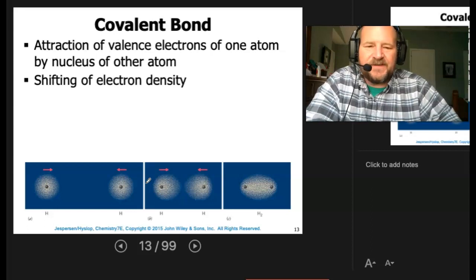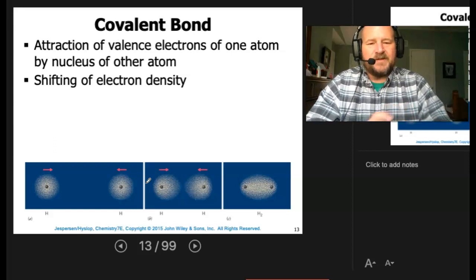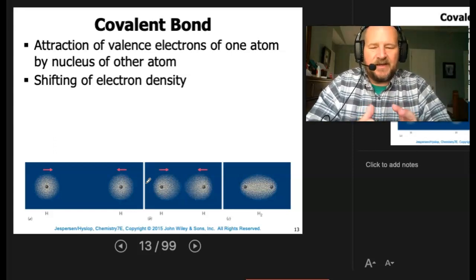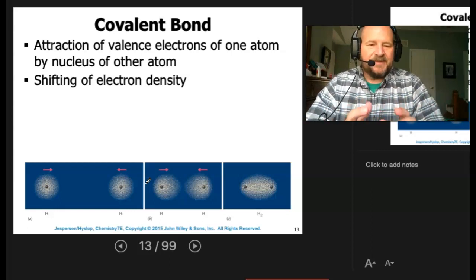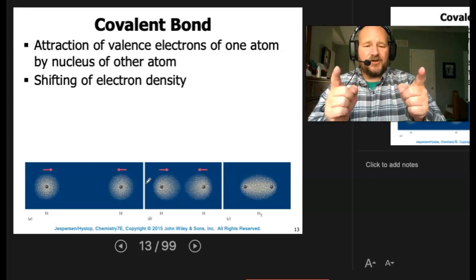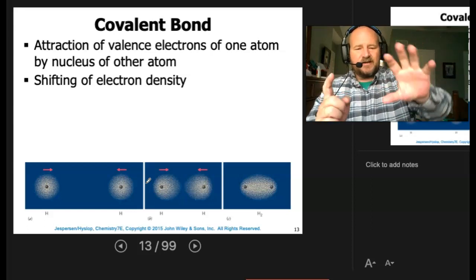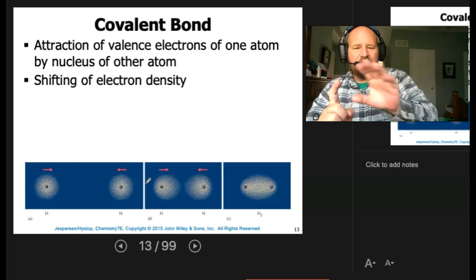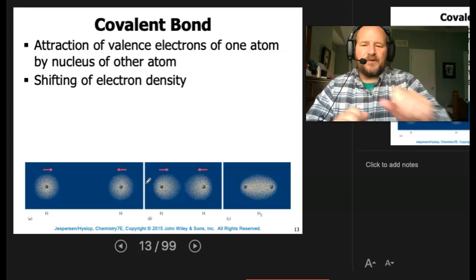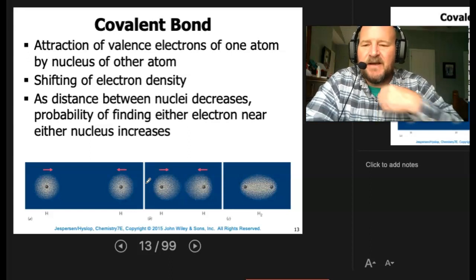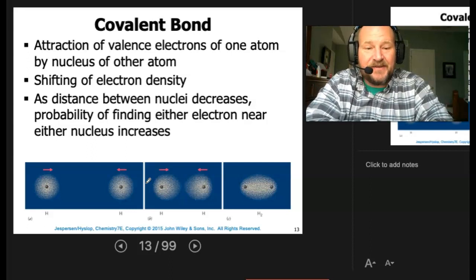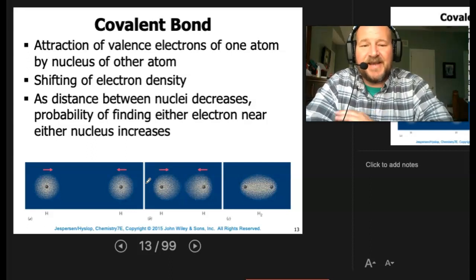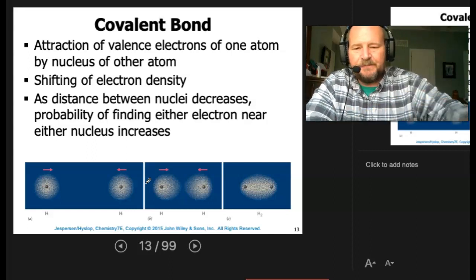Okay, so we'll get a shifting of what we call the electron density. Remember those clouds we formed in the last chapter, where it was a probability matrix. Now what we're doing is shifting that probability around based upon the environment. So if I have 2 plus charges and I have electron density going on here, it's now going to be pulled towards that other proton. Okay? As the distance between the nuclei decreases, the probability of finding either electron near either nucleus will now increase.